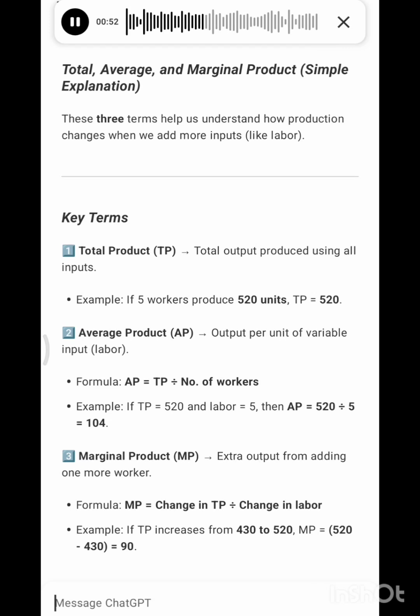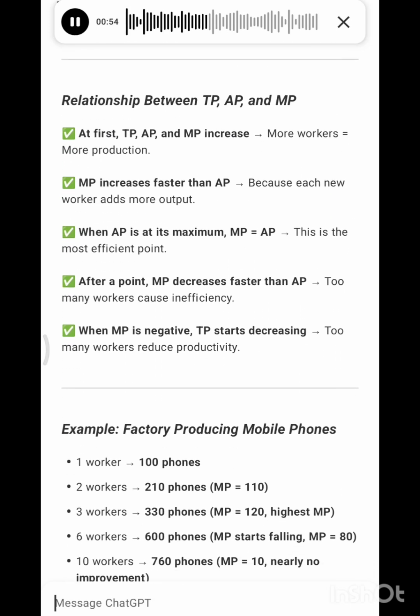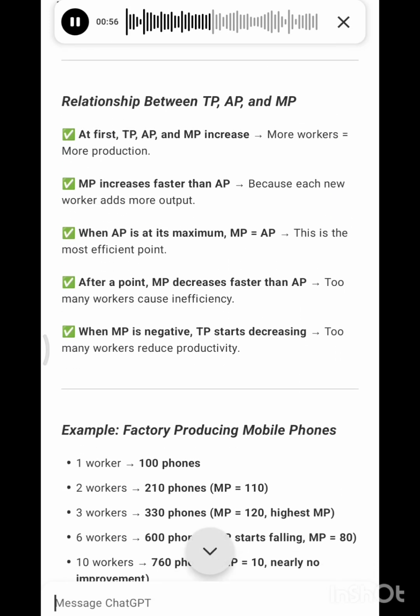Relationship between TP, AP, and MP. At first, TP, AP, and MP increase: more workers, more production. MP increases faster than AP because each new worker adds more output. When AP is at its maximum, MP equals AP. This is the most efficient point.